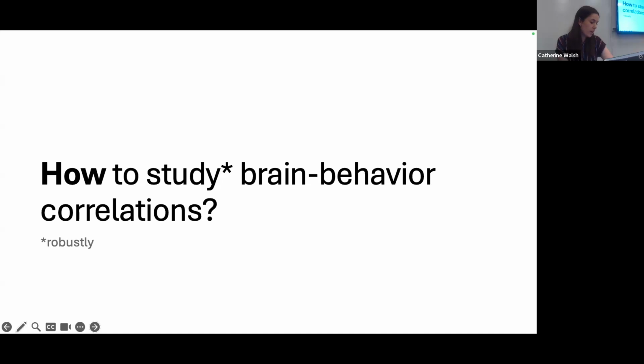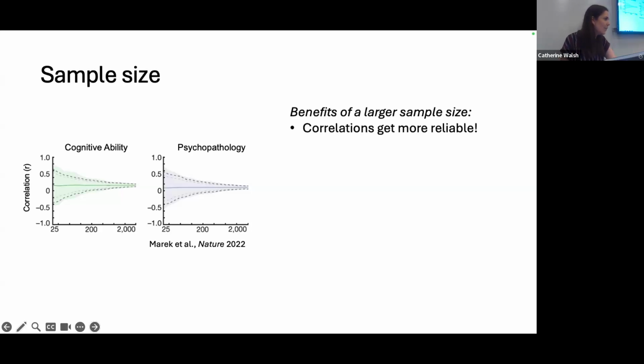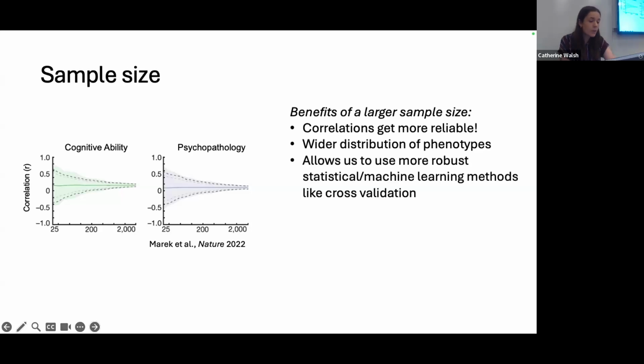So how can we robustly study brain behavior correlations? The first one obviously is sample size. If you get a bigger sample size, it is easier to study things more robustly. And there are obviously benefits to that. Correlations get more reliable. This is what the Marek et al. paper showed. Another benefit of a larger sample size is also that you can get a wider distribution of phenotypes. So for instance, if something varies a lot, you can capture that variability better in a larger sample size. It also allows us to use more robust statistical and machine learning methods like cross-validation, and I'm going to tell you what that is shortly.